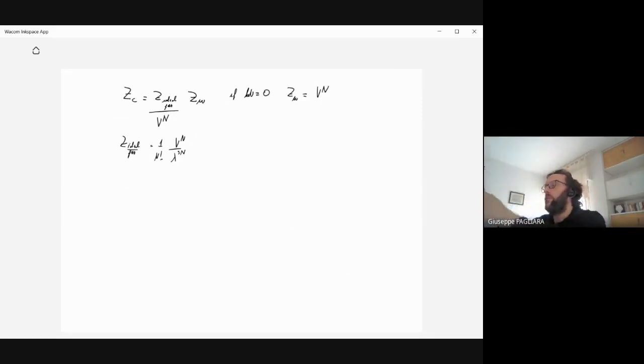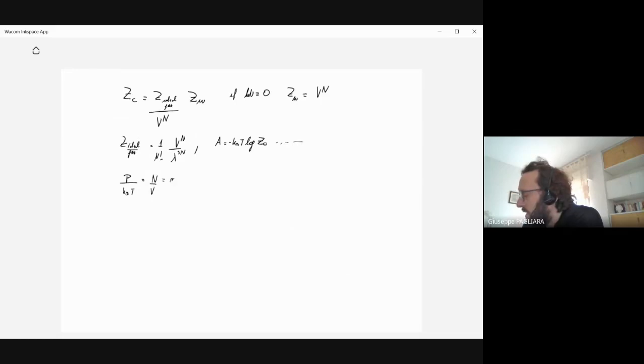Now, for the ideal gas, I just remind you that at some point when introducing the Helmholtz free energy, which was minus kBT times the log of the canonical partition function, we can derive thermodynamics, and in particular, at some point, we arrive at the classical equation for the ideal gas, which is P divided by kBT is equal to N divided by volume, which is equal to the density for ideal gas.